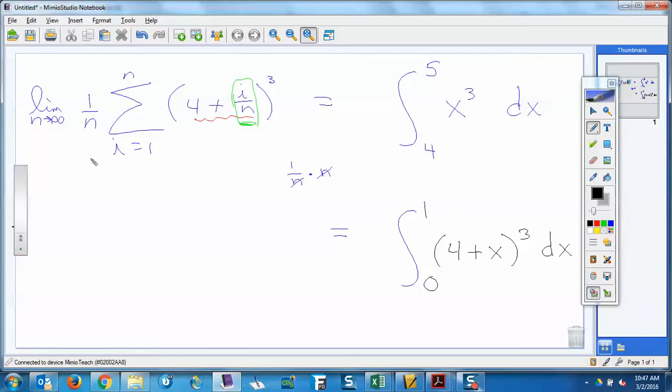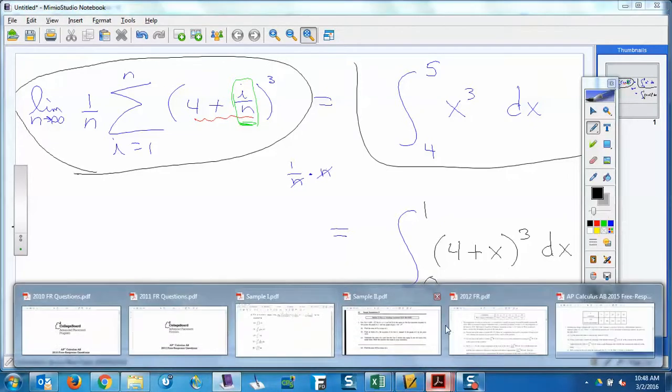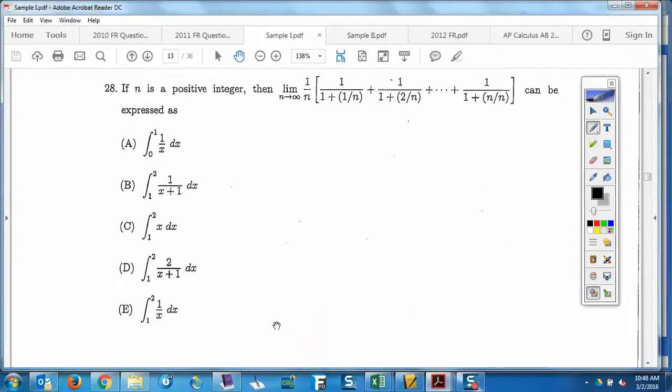So tomorrow, what will it look like? I'll give you this and say write the integral. Either one of these would be okay. Either one is fine. Okay? My guess is most of you would do that. Right? Now, while we're discussing that, it might make sense actually to go here to your sample 1 packet.